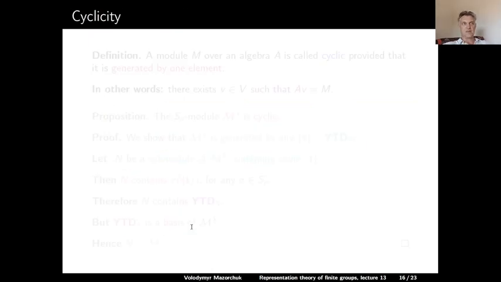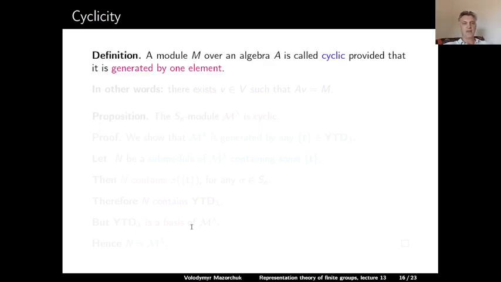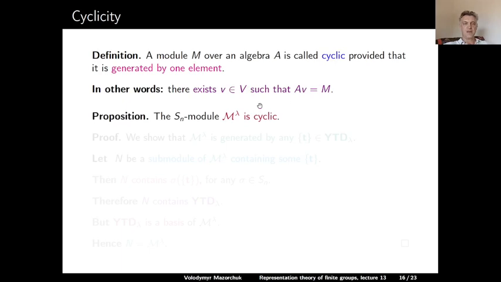So now let us describe some algebraic properties of permutation modules, and the first one is cyclicity. Definition: a module M over an algebra A is called cyclic, provided that it is generated by one element. In other words, there is an element v in this module M such that A applied to v is equal to the whole of M. Proposition: the permutation module M lambda is cyclic as an Sn module.